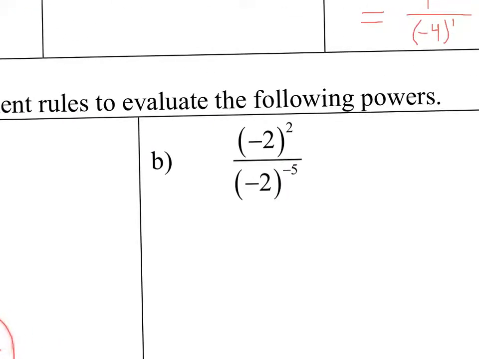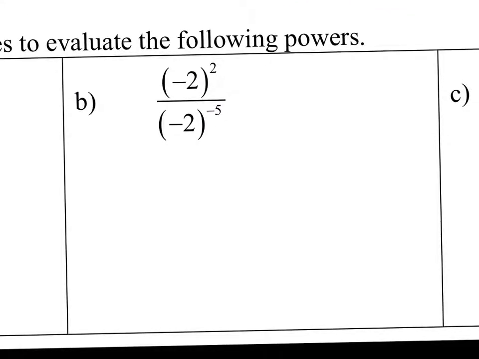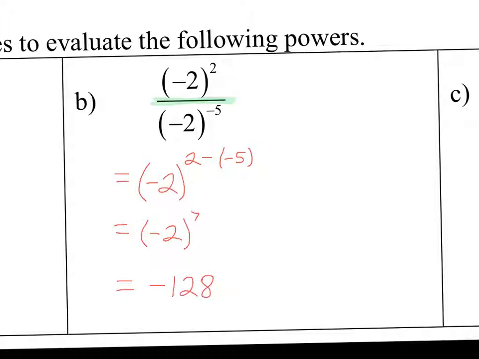In the next example, I am dividing powers with the same base. When you divide powers with the same base, you subtract the exponents. So to simplify the exponent, it's going to be 2 minus negative 5. So my exponent is 7. So I'm multiplying negative 2 by itself 7 times. And my answer is negative 128.